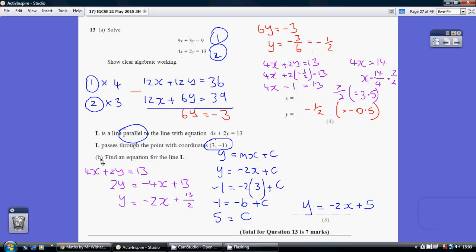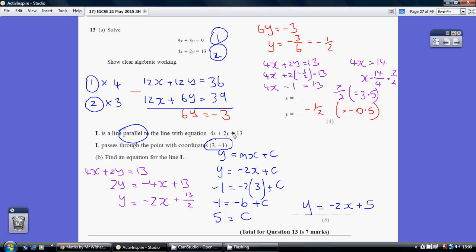Now for part B, I'm being asked to find an equation for the line L. Now L is parallel to this line, but passes through this coordinate here. So first things first, let's work out the gradient of my parallel line, which obviously is going to have the same gradient as the original line. Now in order to see that, I really need to rearrange this into y equals mx plus c format.